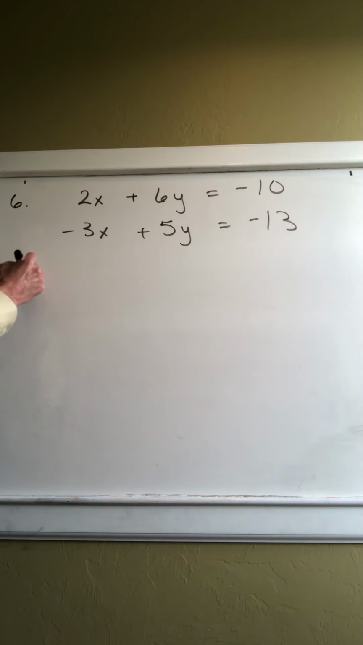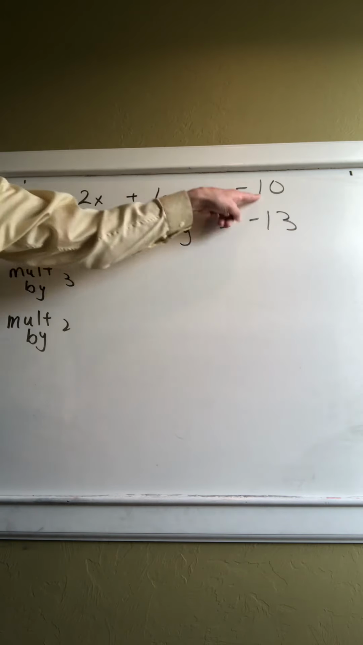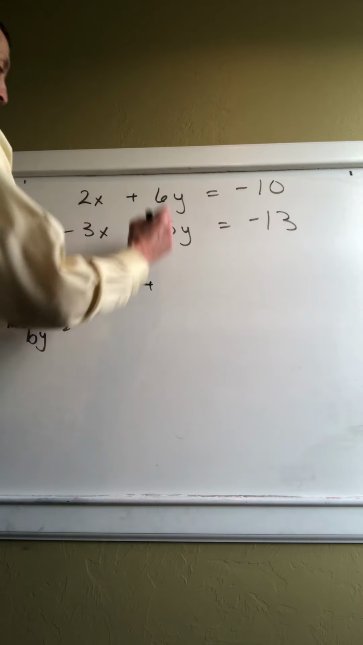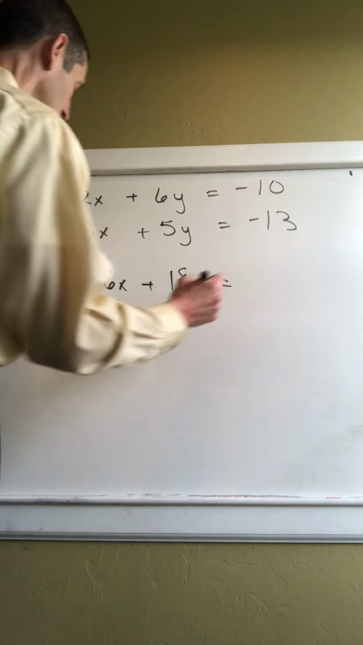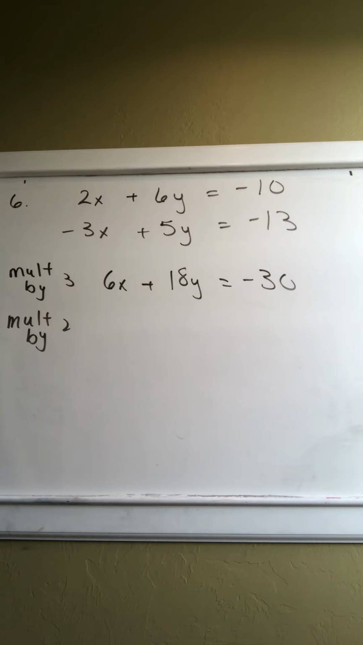We're going to take the top equation, and we're going to multiply by 3. We're going to take the bottom equation, and we're going to multiply by 2. So across the top, times 3, times 3, times 3. So this would give us 6x, 3 times 6, 18y. 3 times negative 10 is negative 30. So across the top, multiply by 3.